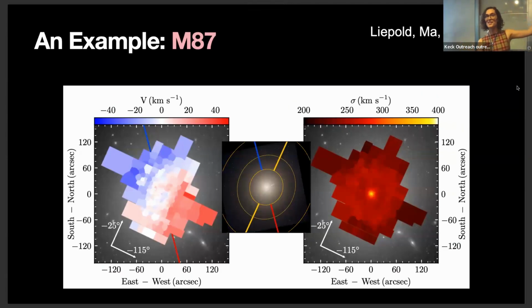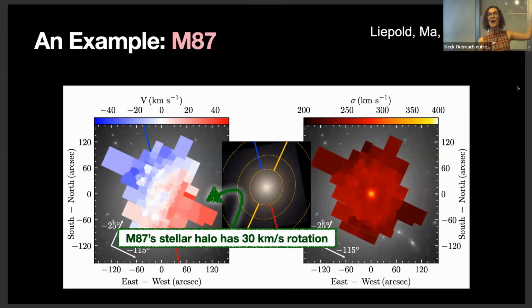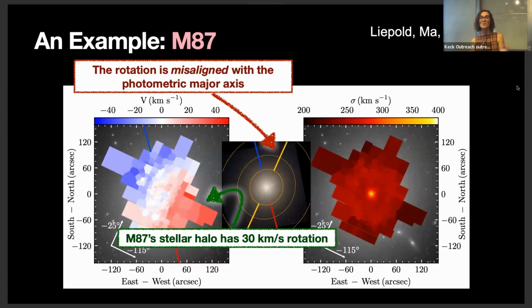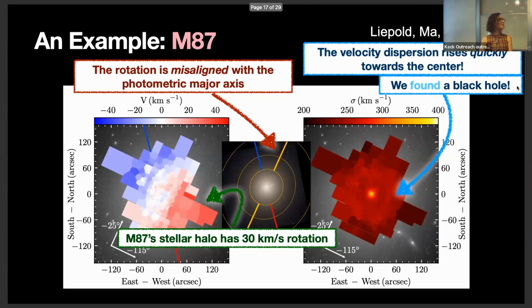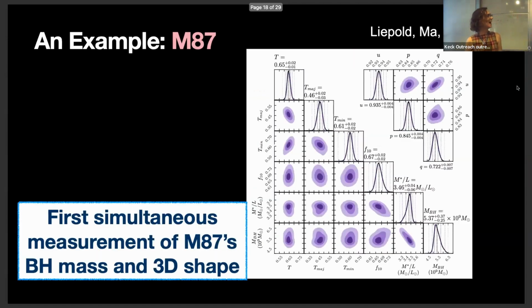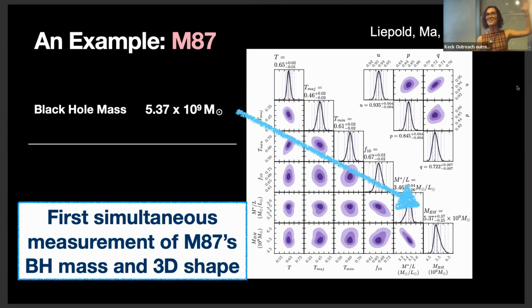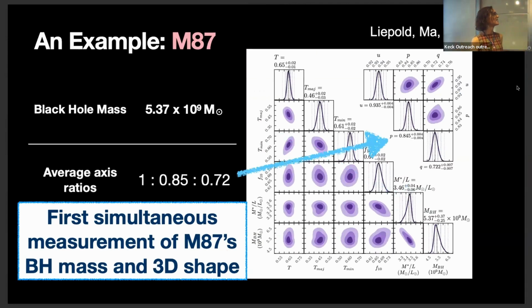This is the first 2 moments. We see that there's a strong rotation in the velocity distribution. We see that that's misaligned with the photometric major axis. And we see that the velocity dispersion rises really quickly towards the center. This is an indication that there's probably a black hole there, but we've known about that for like half a century. So what we did is we performed the first simultaneous measurements of the 3-dimensional triaxial intrinsic shape of M87 with its central black hole mass, and found that there's a black hole that's, I don't know, something like 5.4 billion solar masses.